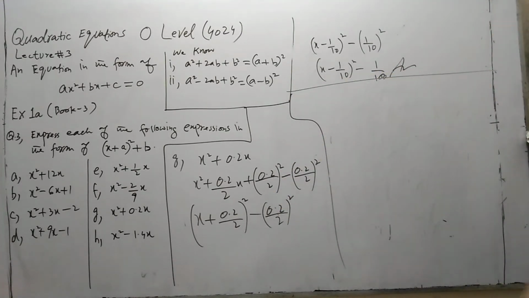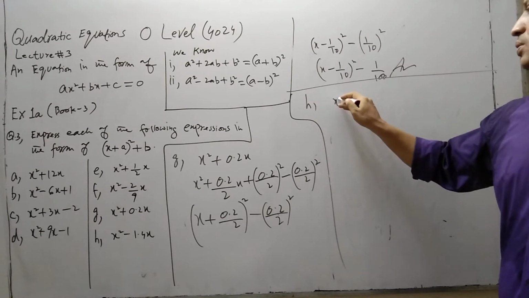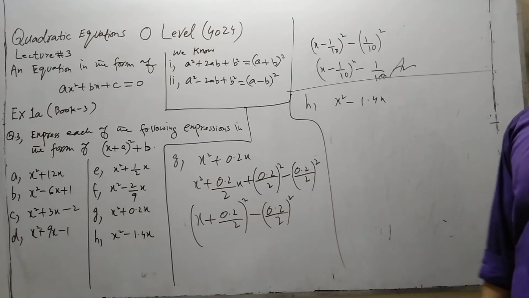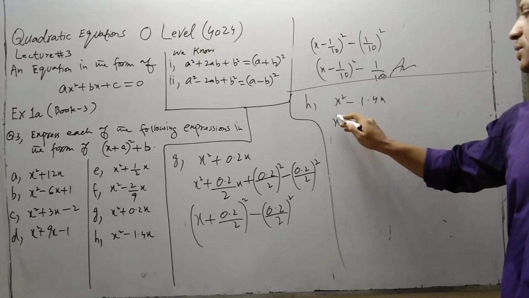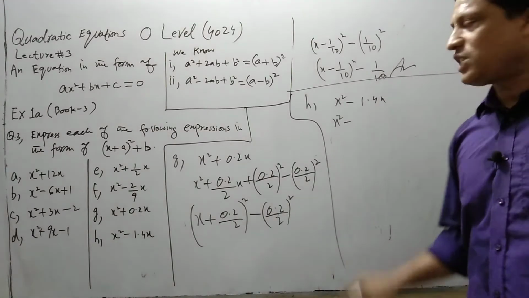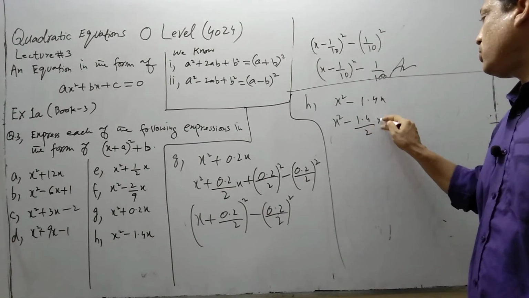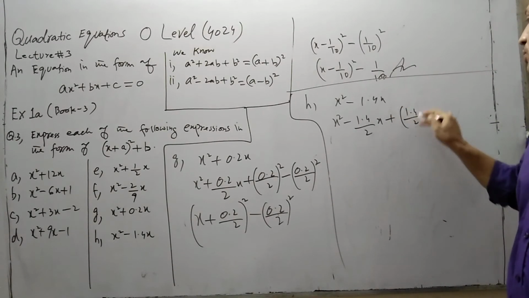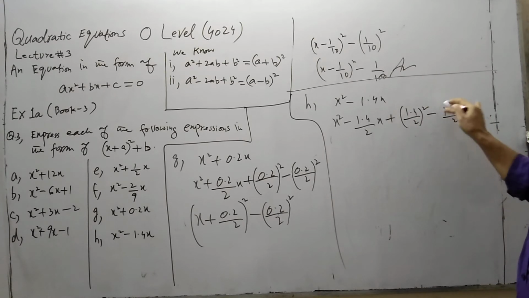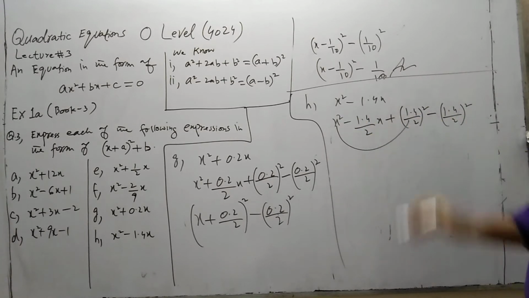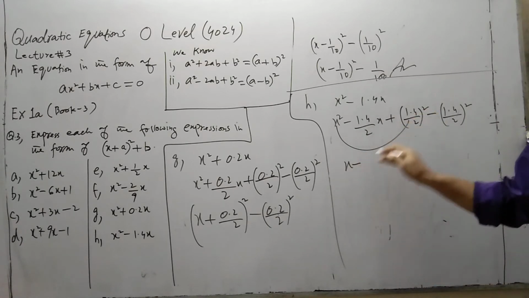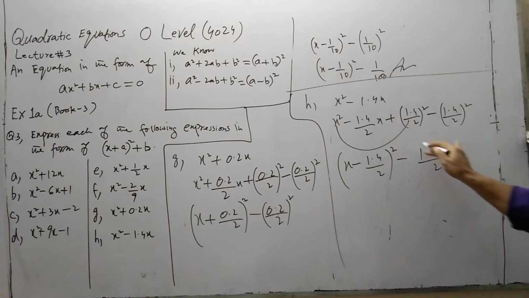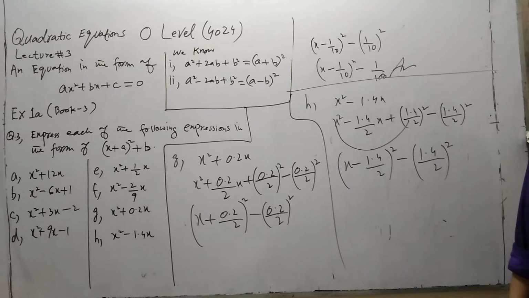Next part, last part, H. X square minus 1.4x. What is the first step? First step is to divide the coefficient of x by 2. 1.4 upon 2x plus 1.4 upon 2 whole square minus 1.4 upon 2 whole square. What is your answer? A minus b whole square minus 1.4 upon 2 whole square. This is your final answer.